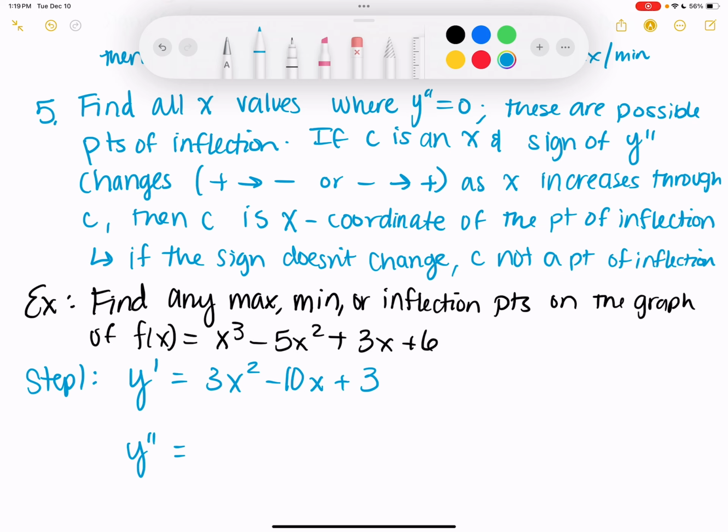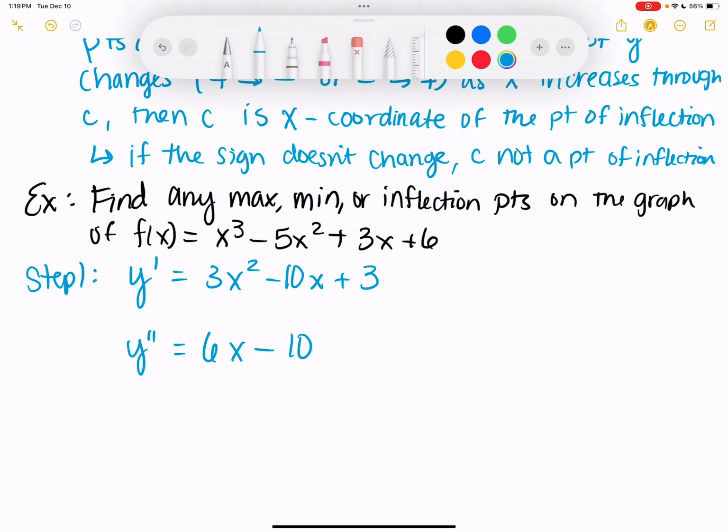And y double prime is 6x minus 10. Beautiful. Now, step 2 is to find the critical points, which is where y prime equals 0. So, we're going to take 3x squared minus 10x plus 3 and set it equal to 0. What would this factor into?